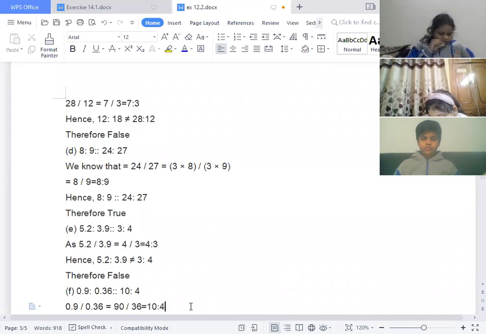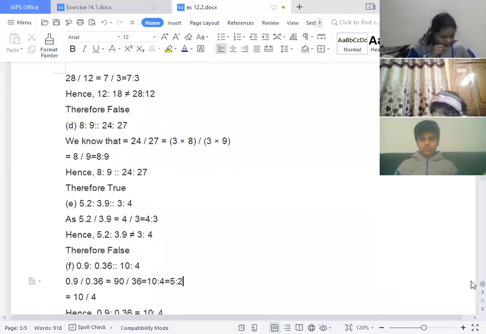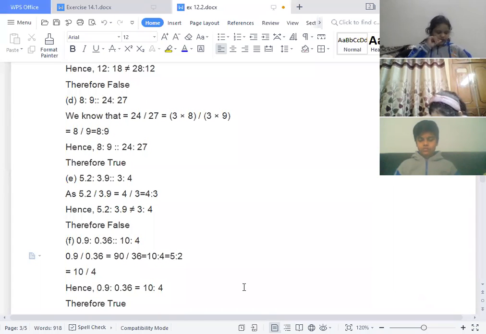If you are getting 10:4 here, the other part is also having 10:4. That will also be converted to 5:2. Or you can stop it over here and write it like this also, beta. If you are getting 10:4, the other side is already 10:4. So both the sides are equal. That means the statement is true. Therefore, ma'am, it is true.